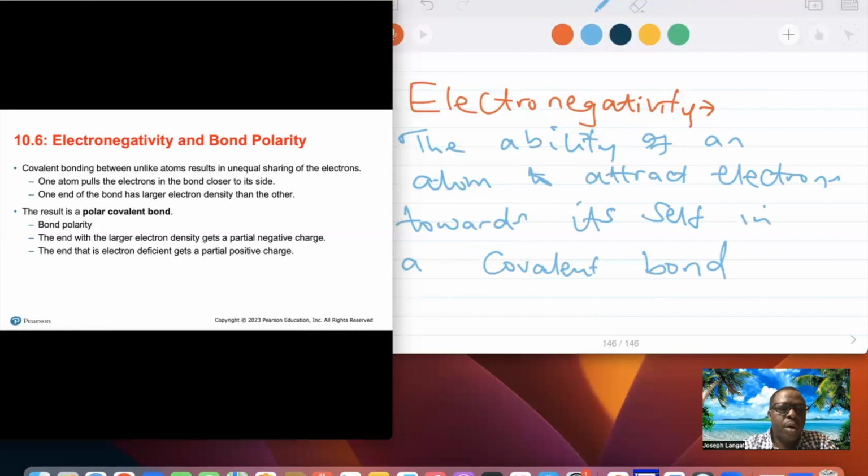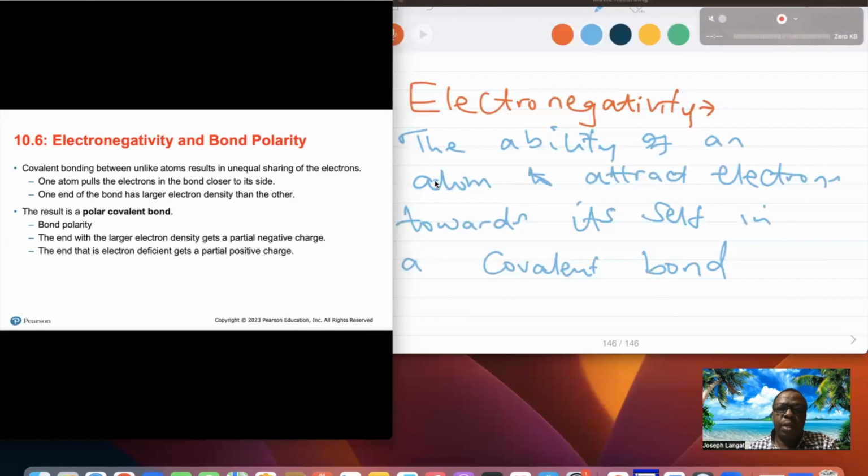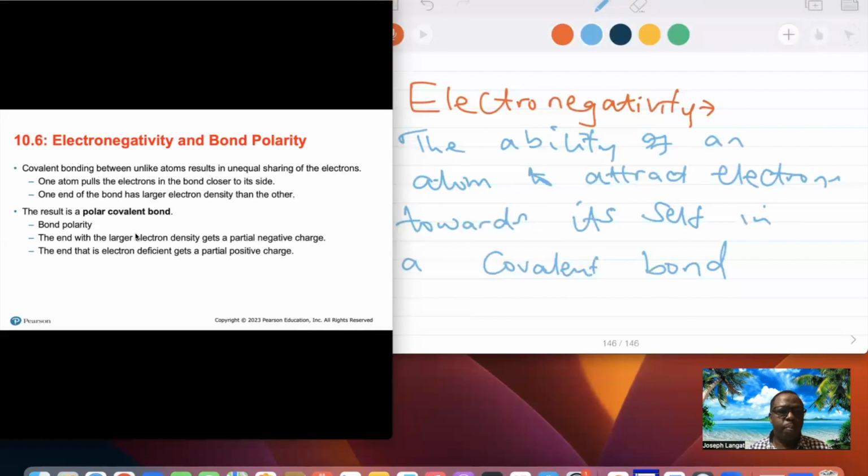It is a trend on the periodic table. So at the outset, what is electronegativity? Electronegativity is the ability of an atom to attract a shared electron in the covalent bond toward itself, right? The unequal sharing of electrons leads to what we call a polar covalent bond. A polar covalent bond is the result of one element pulling electrons toward itself.